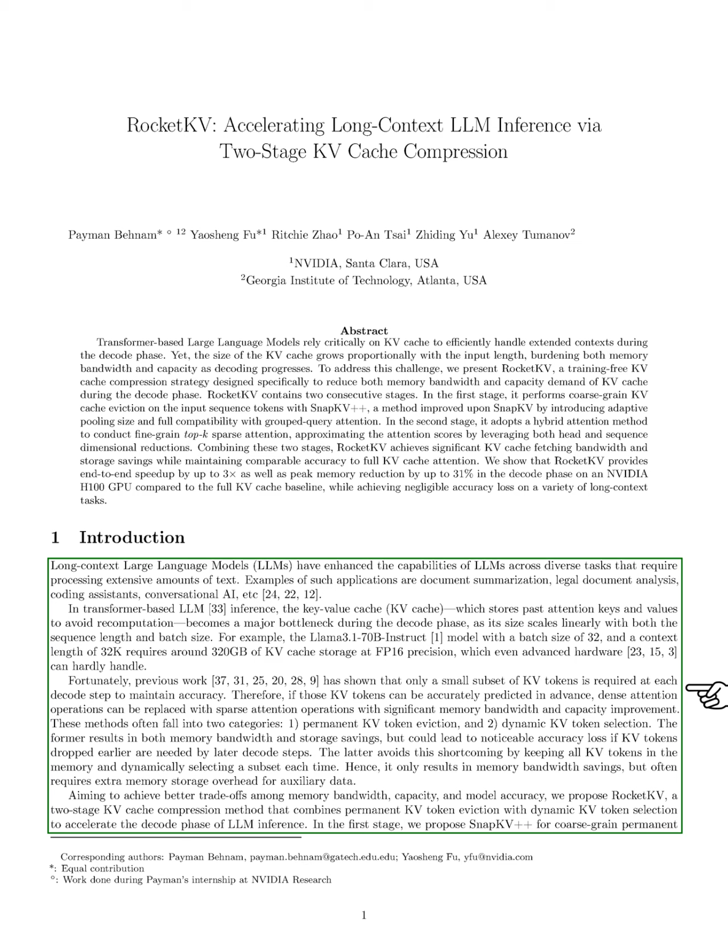improvements in memory usage. We categorize these methods into two types: permanent KV token eviction, which saves both memory and storage but risks losing accuracy if important tokens are discarded too soon, and dynamic KV token selection, which keeps all tokens in memory but may require additional storage for extra data. To balance memory efficiency, capacity, and model accuracy, we propose RocketKV, a two-stage method for compressing the KV cache.